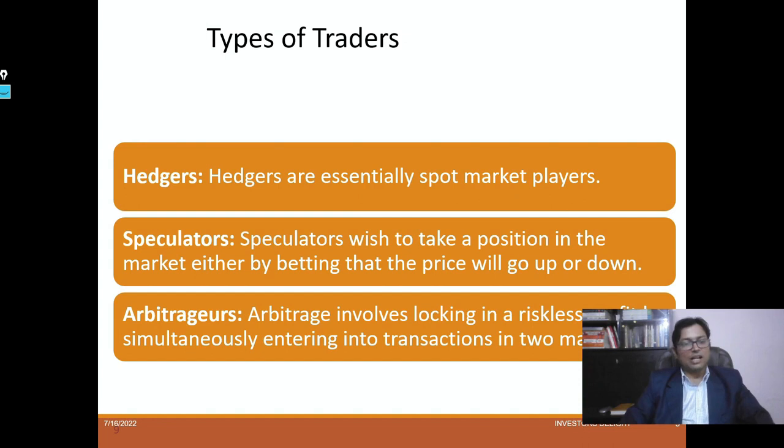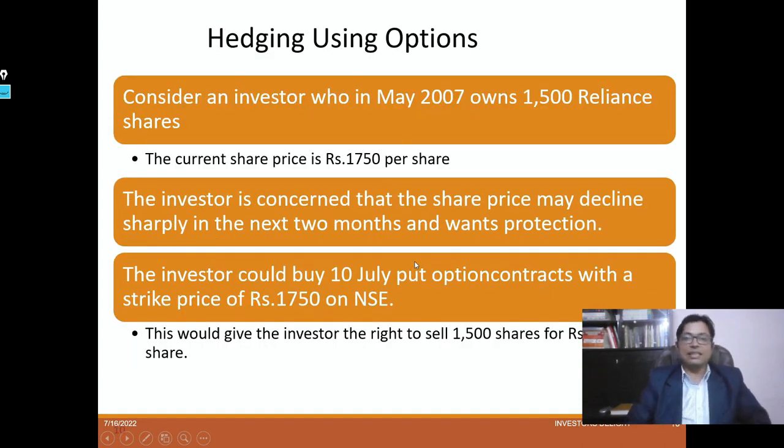And then we have arbitrageurs. Arbitrage involves locking in riskless profits by simultaneously entering into transactions in two markets for the same product, buying from one market where it is cheaper and selling in another market where it is at a higher price, and getting the spread as their profit. So they are arbitrageurs. There are sometimes opportunities of arbitrage in banking, in various currency related things, and in various commodities related things also, and many players in banks try to make use of those opportunities and make riskless profit.